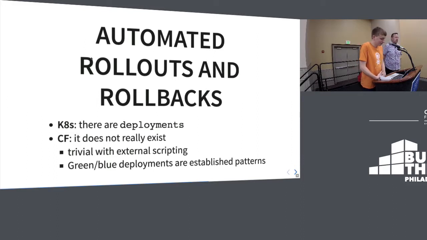What about CF? Yeah, that's something that really doesn't exist in Cloud Foundry. There are extensions coming, as you might have heard before, there are new features, but right now there is nothing like automated rollouts and rollbacks. It is trivial, of course, with external scripting. There is the established pattern of blue-green deployments that you can use. And since the command line of Cloud Foundry is so simple, it's not very hard to build it yourself, but it's not part of the platform yet.